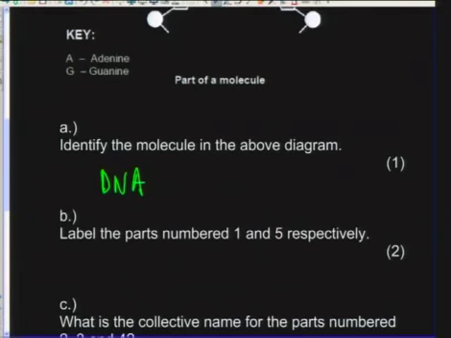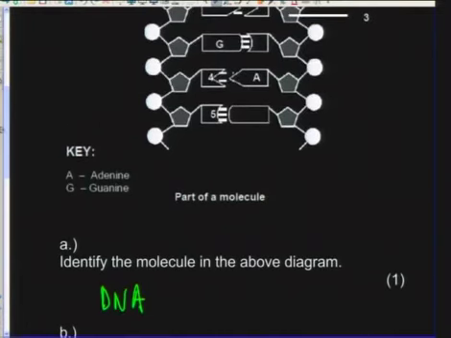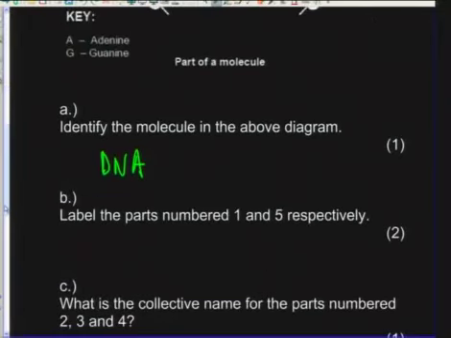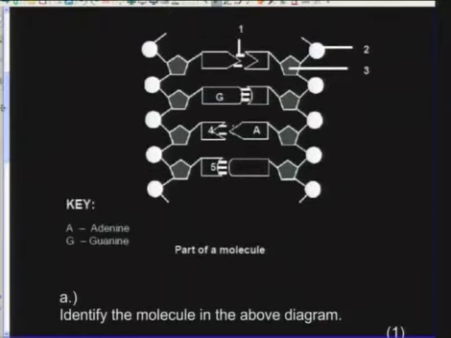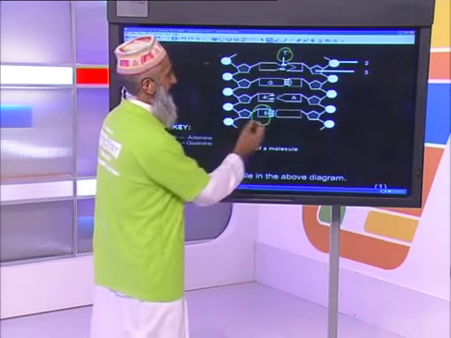There's nothing else in the diagram that tells you anything else, so you can't use anything else there. Label the parts numbered 1 and 5 respectively. Now, here, there's nothing here, there's nothing here. How do I know this? Wow, what do I do? I'll come back to that.